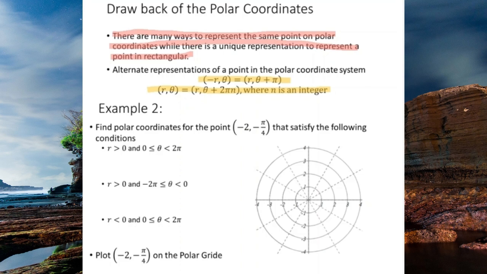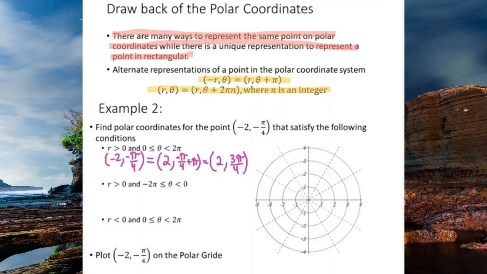So if we take a look at our next example, we're going to find the polar coordinates of the point (-2, -π/4) that satisfy each of the following conditions. First, we want r to be positive and θ to be between 0 and 2π. Currently, r is negative. Thanks to what we discussed above, I can change the sign of r, but in doing so, I have to add π to my angle. So (-2, -π/4) is equal to (2, -π/4 + π), which is equal to (2, 3π/4). Checking to make sure our point meets our conditions, r is positive and 3π/4 is between 0 and 2π. So that is the representation we're seeking. So (-2, -π/4) is equal to the point (2, 3π/4), which does satisfy our given conditions.